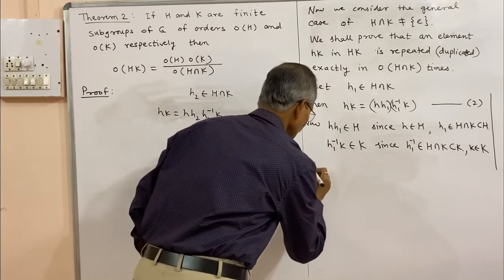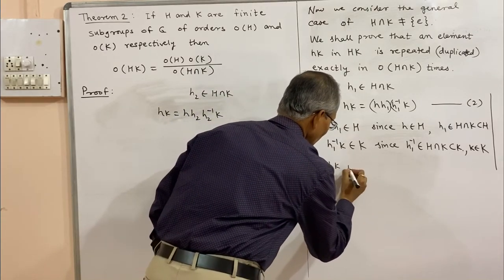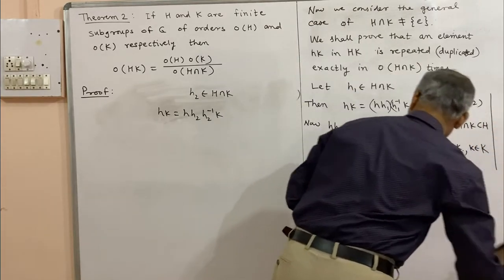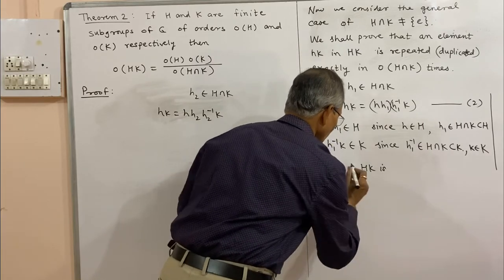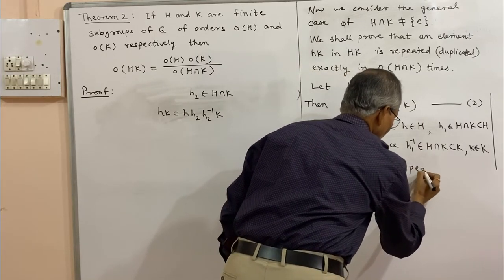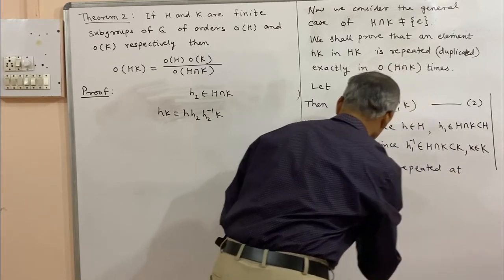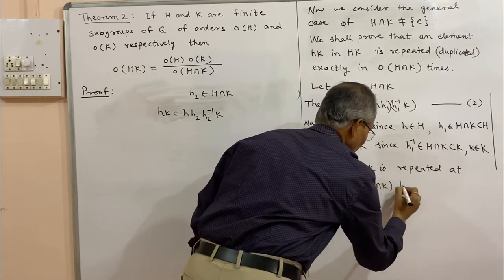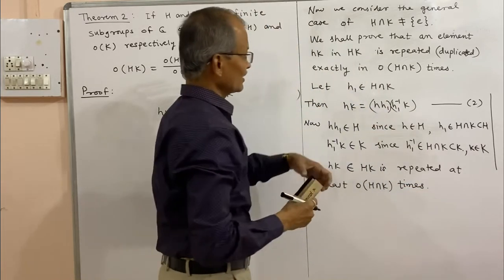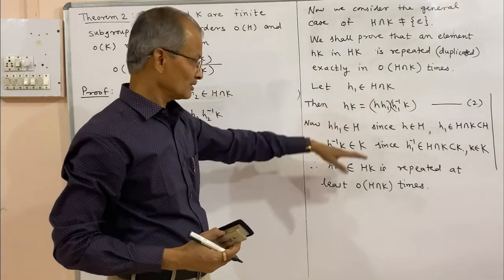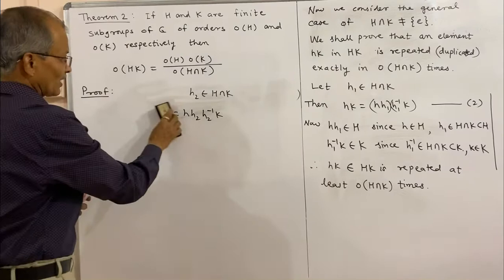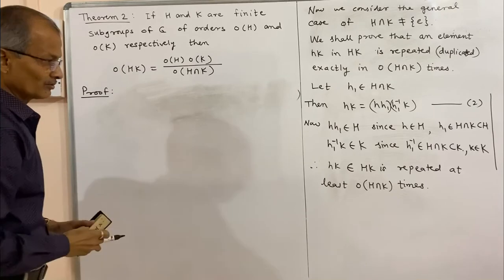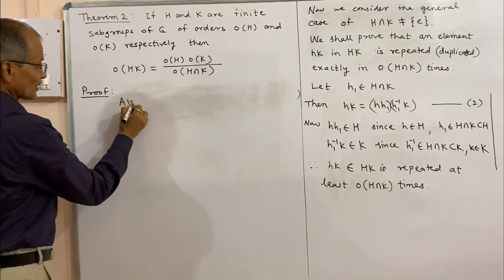So therefore this element which belongs to HK is repeated at least order of H intersection K times. As many elements as there are in H intersection K, that many times this HK can be repeated. But we also have to show that all the repetitions are exactly this number of times. Also, we have to show.